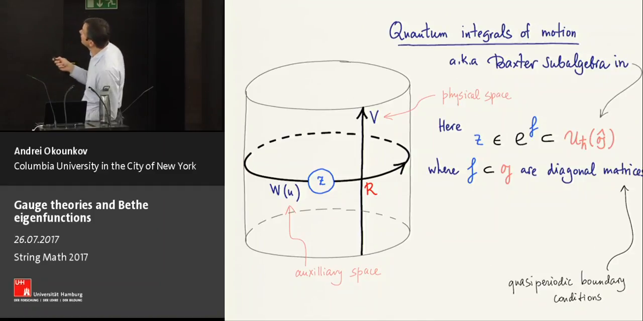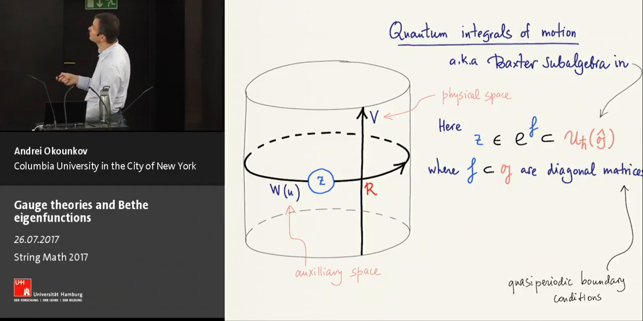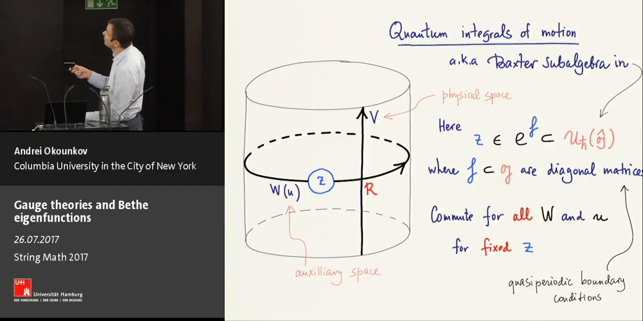And very generally, one can show that if Z is a diagonal matrix in my quantum group, or more categorically, if it's a group-like element in the quantum group, meaning it acts on the tensor product by Z tensor Z, then these operators commute. This is Baxter's fundamental discovery: if I fix Z, then these operators commute for all W and all U.